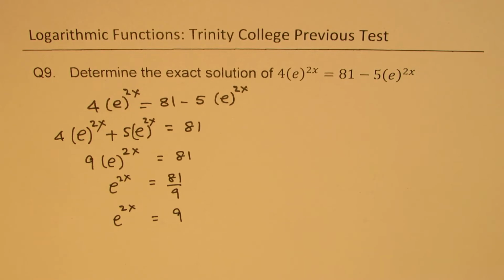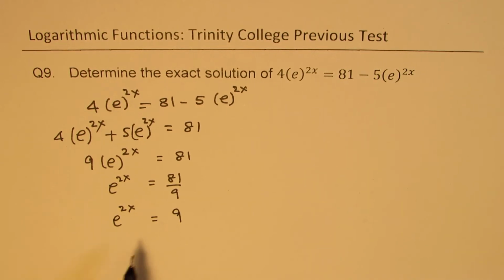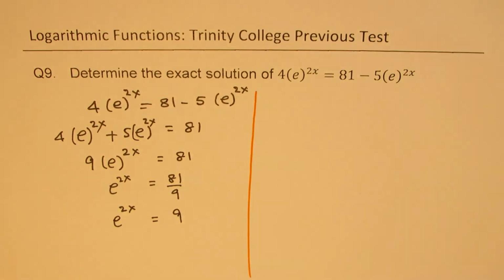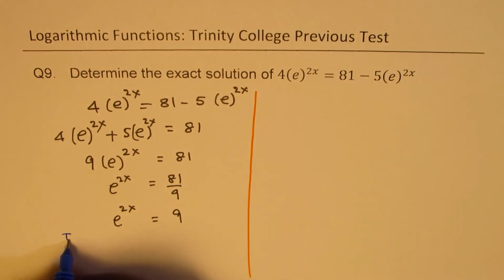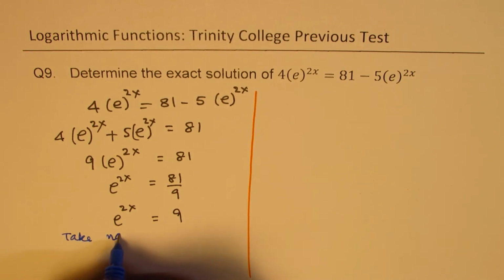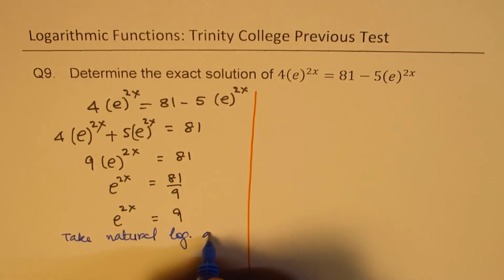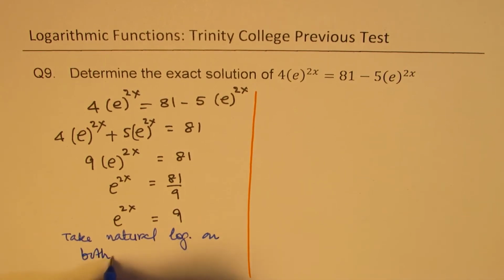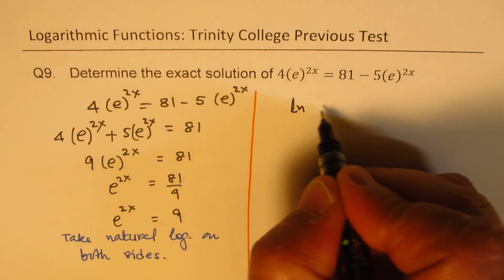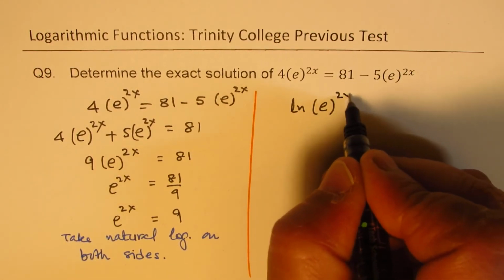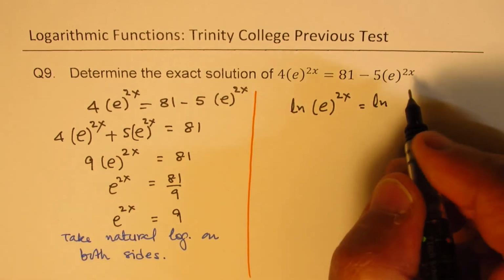Now at this stage, what we could do is we can take natural log on both the sides, correct? So we'll take natural log on both sides. So whenever we are working with e, it is good to take natural log. So we have ln e to the power of 2x equals to ln 9.